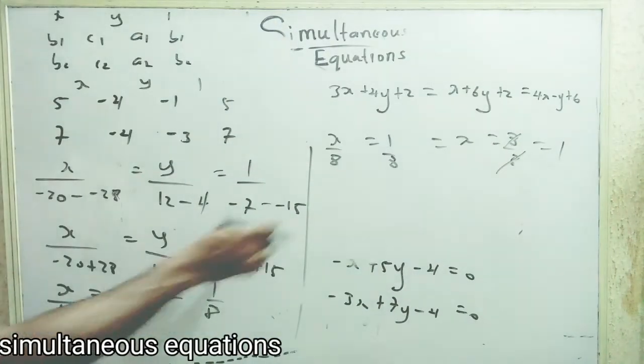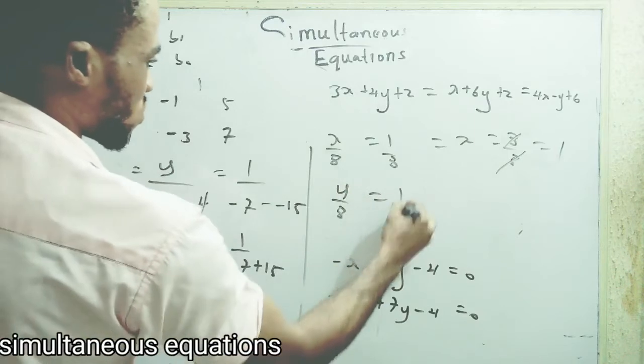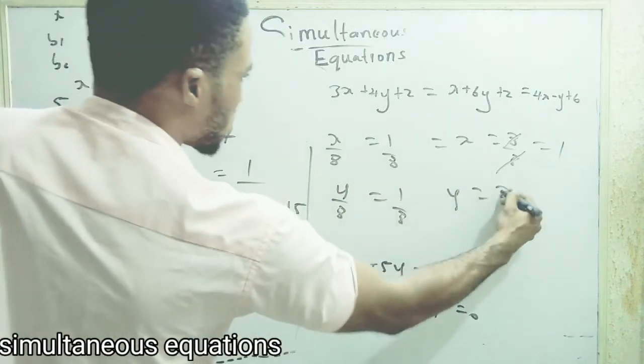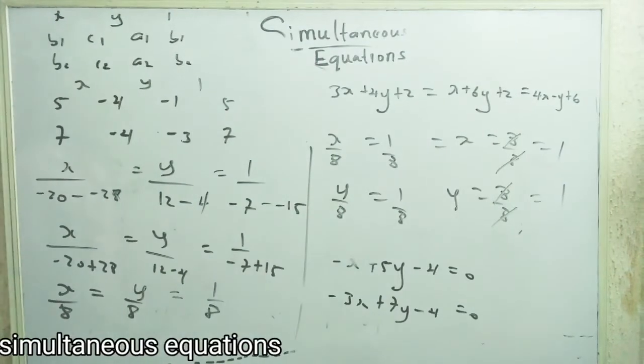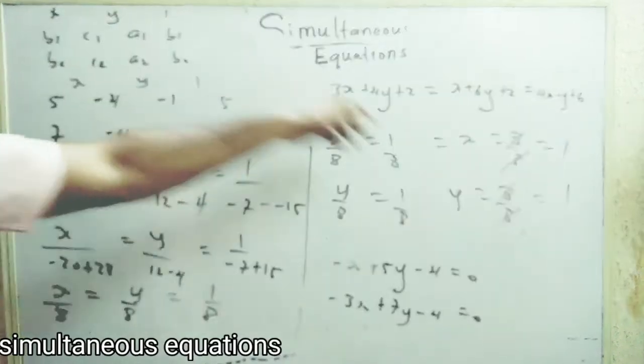To get the value of y, do the same thing. I have y over 8 is equal to 1 over 8. So y is equal to 8 over 8. This cancels. I have this one to be 1. So I have found the values of x and y to be 1, 1.